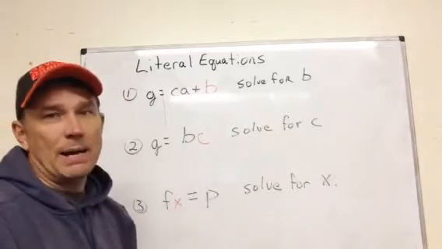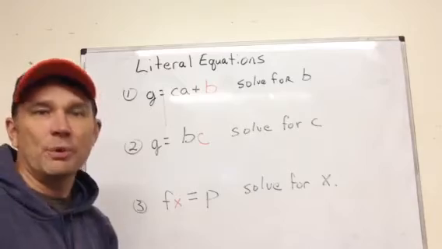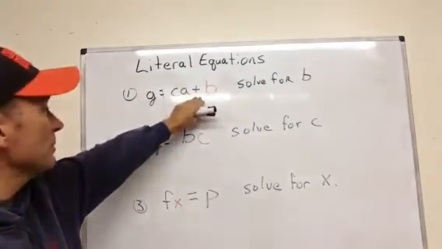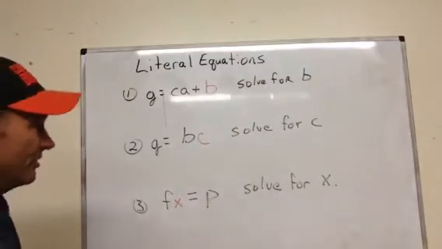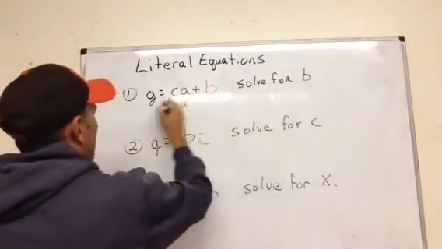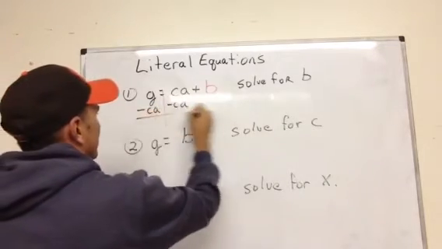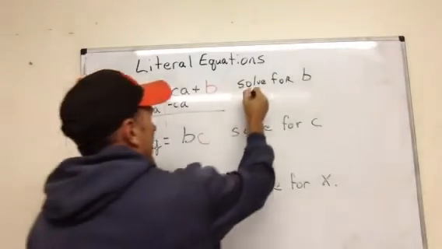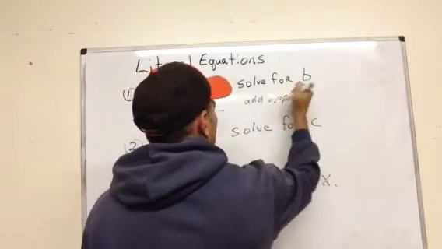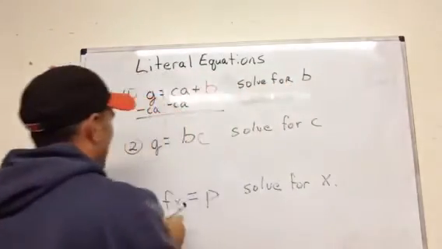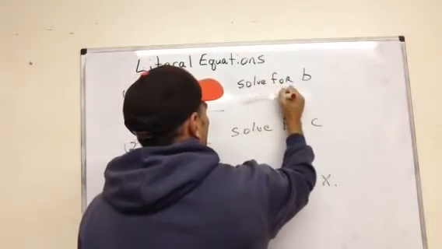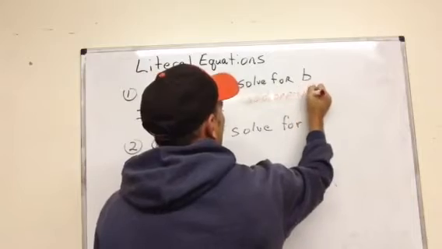Did we combine like terms? Did we add opposites? Did we multiply or divide? Did we distribute? Something's being added. We added opposites. What's the opposite of CA? Negative CA. We added opposites here. I'll put this in red so you can see it. We added opposites, the same thing we've been doing except we don't have numbers.